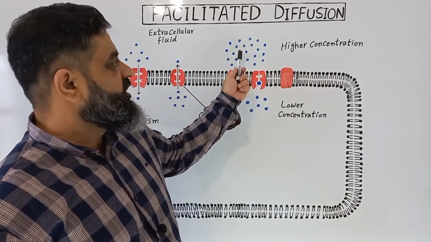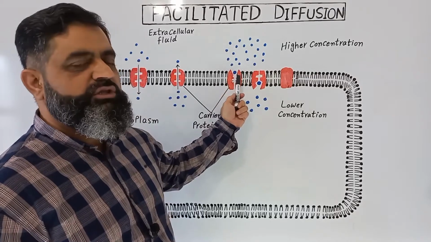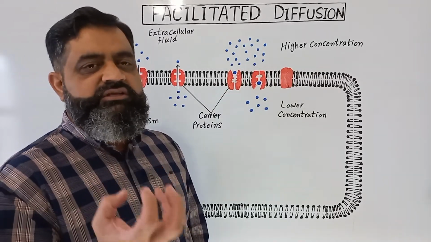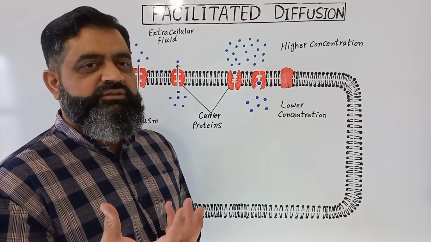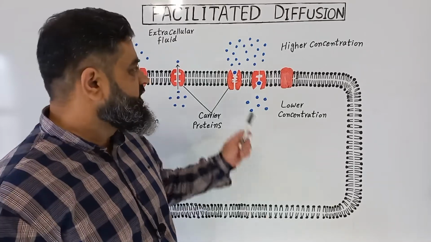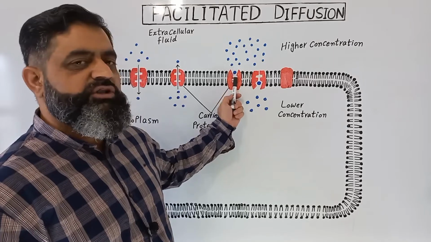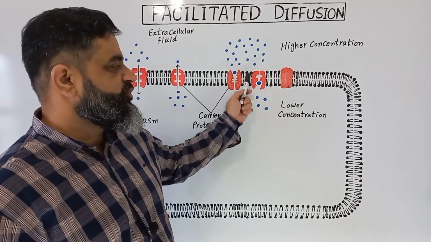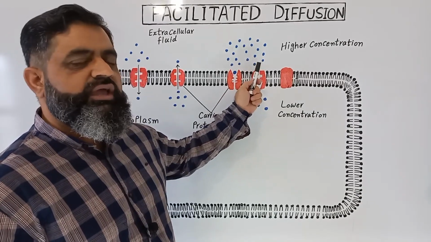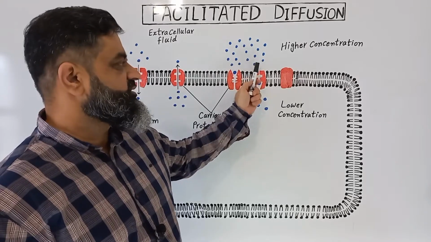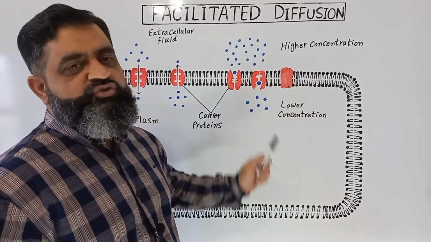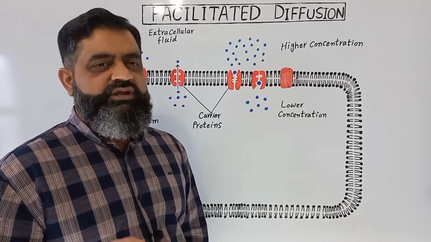Once these molecules come across a carrier protein, the carrier protein binds with the molecule which has to be transported. After accepting this molecule, there is a structural change in the protein molecule, and the molecule is transported from outside the cell to the inside of the cell. So in this way, facilitated diffusion takes place.